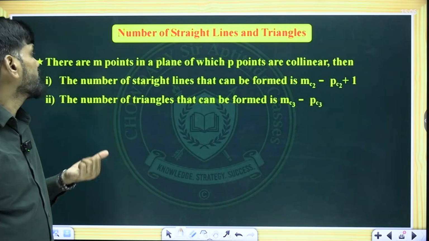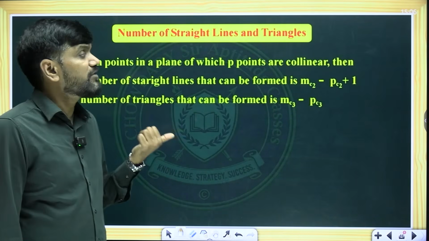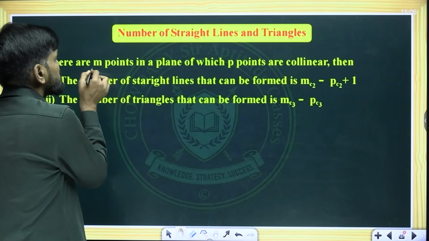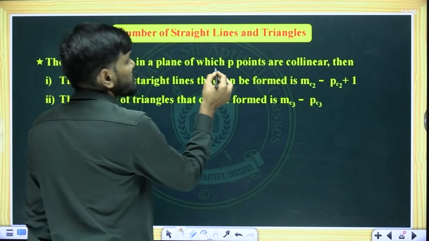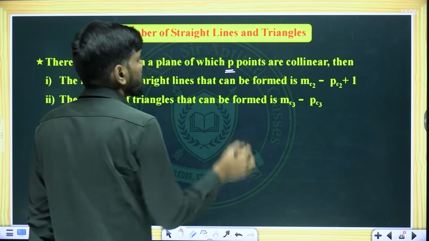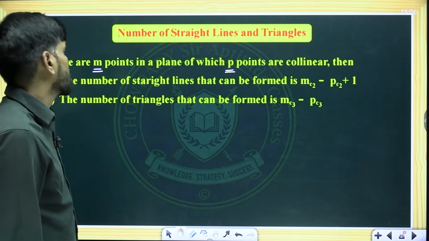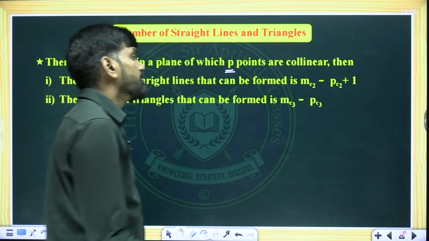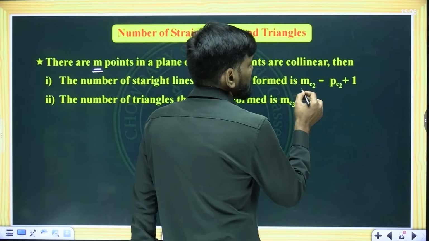Now, going ahead. If there are m points in a plane of which p points are collinear, so there are m points on a plane, totally m points are there, out of which there are p points which are collinear. Then the number of straight lines that can be formed is MC2 minus PC2.